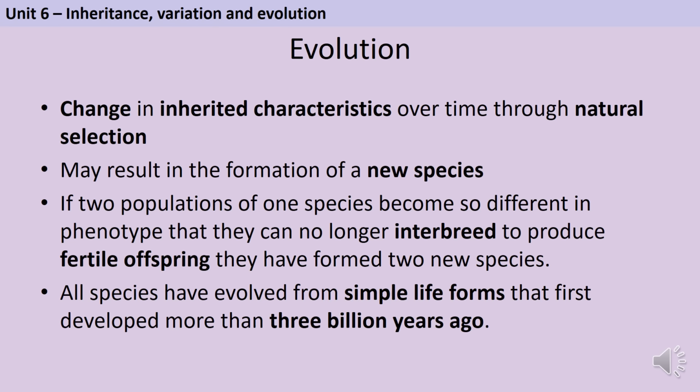The term evolution refers to the change in inherited characteristics over time through the process of natural selection. It may result in the formation of a new species if two populations of a species evolve so that they're so different to each other that they can no longer interbreed to produce fertile offspring. So fertile offspring are where they can then go on and have babies of their own. We now believe that all species evolved from simple life forms that first developed more than 3 billion years ago.